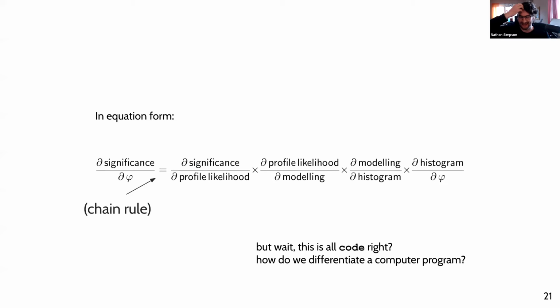And you might be asking, well, how do we get the gradient of, like, I don't know, likelihood building, right? That's weird. I can't write that down on a piece of paper. But in practice, this is all code, right? This is all computer code. And there are ways to differentiate computer programs.